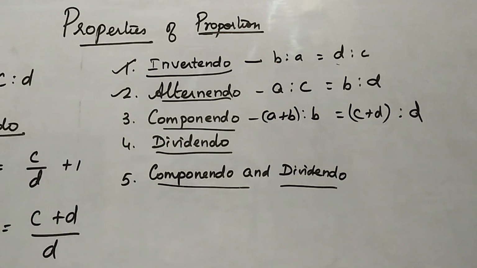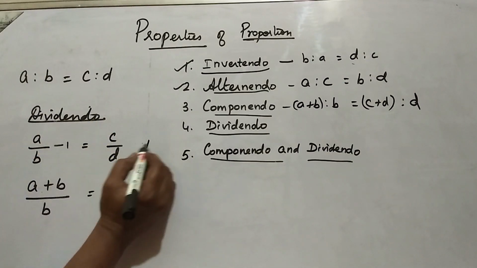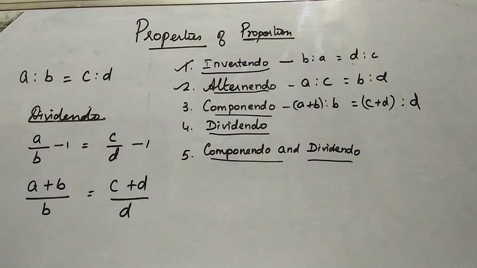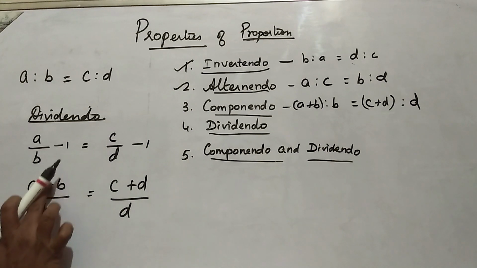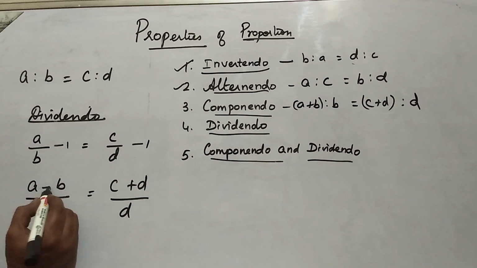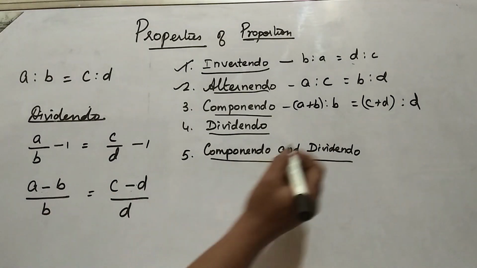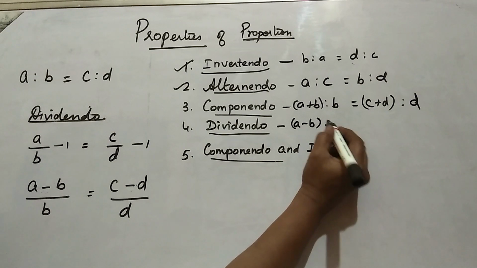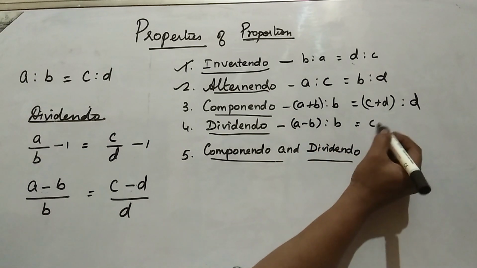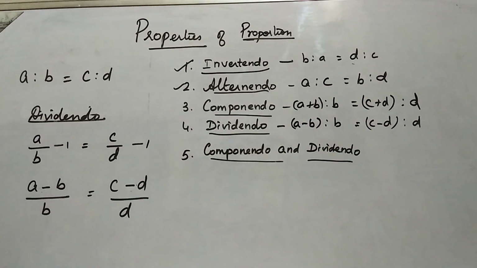Next, dividendo. In the place of plus, we have to write minus. A upon B is equal to C upon D. Minus 1 on both the sides. So what you will get? A minus B and C minus D. That is the dividendo. A minus B ratio B is equal to C minus D ratio D.